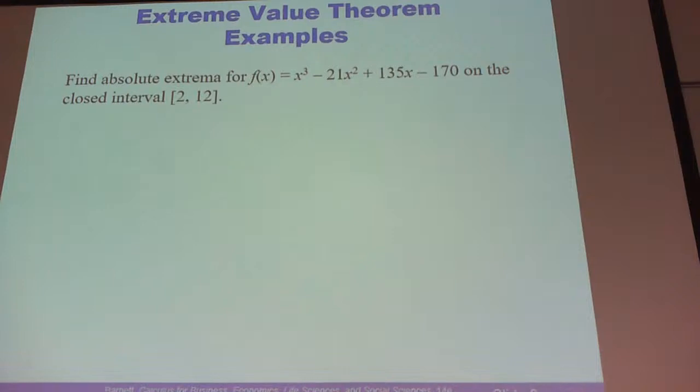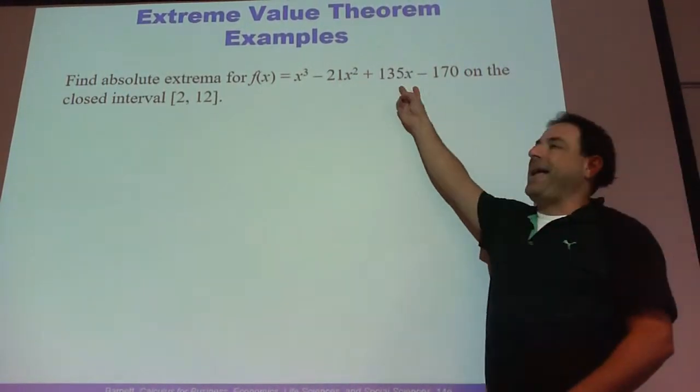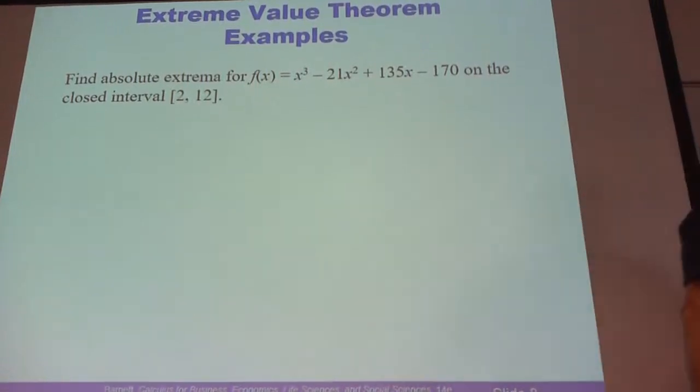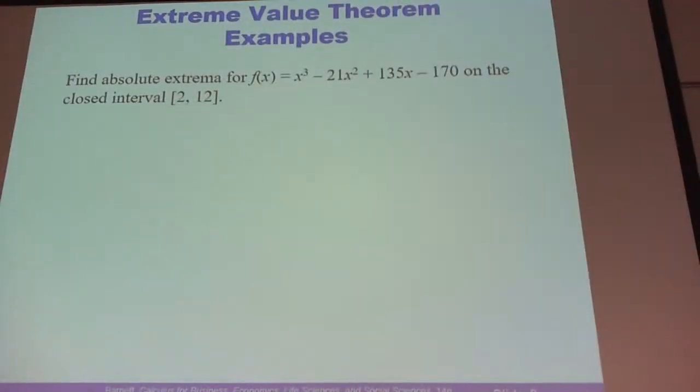So if you had the function x to the third minus 21x squared plus 135x minus 170 on the interval of 2 to 12, okay, let's do this one. So take out a piece of paper. I want you to find the maxes and mins of that function. After we do it, we'll talk about it as an absolute or a local. But this is a review of section 4.1. Take the first derivative, set it equal to 0.